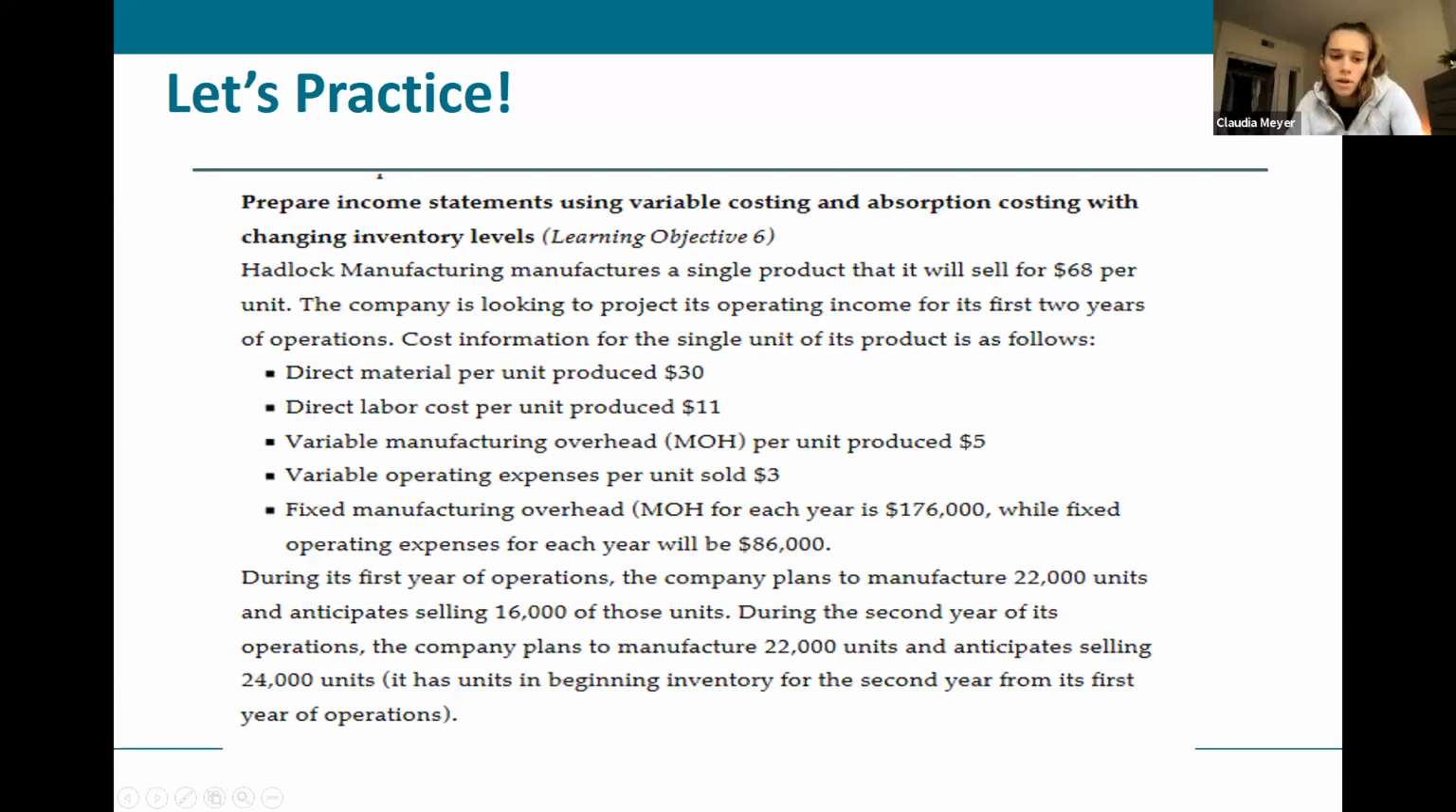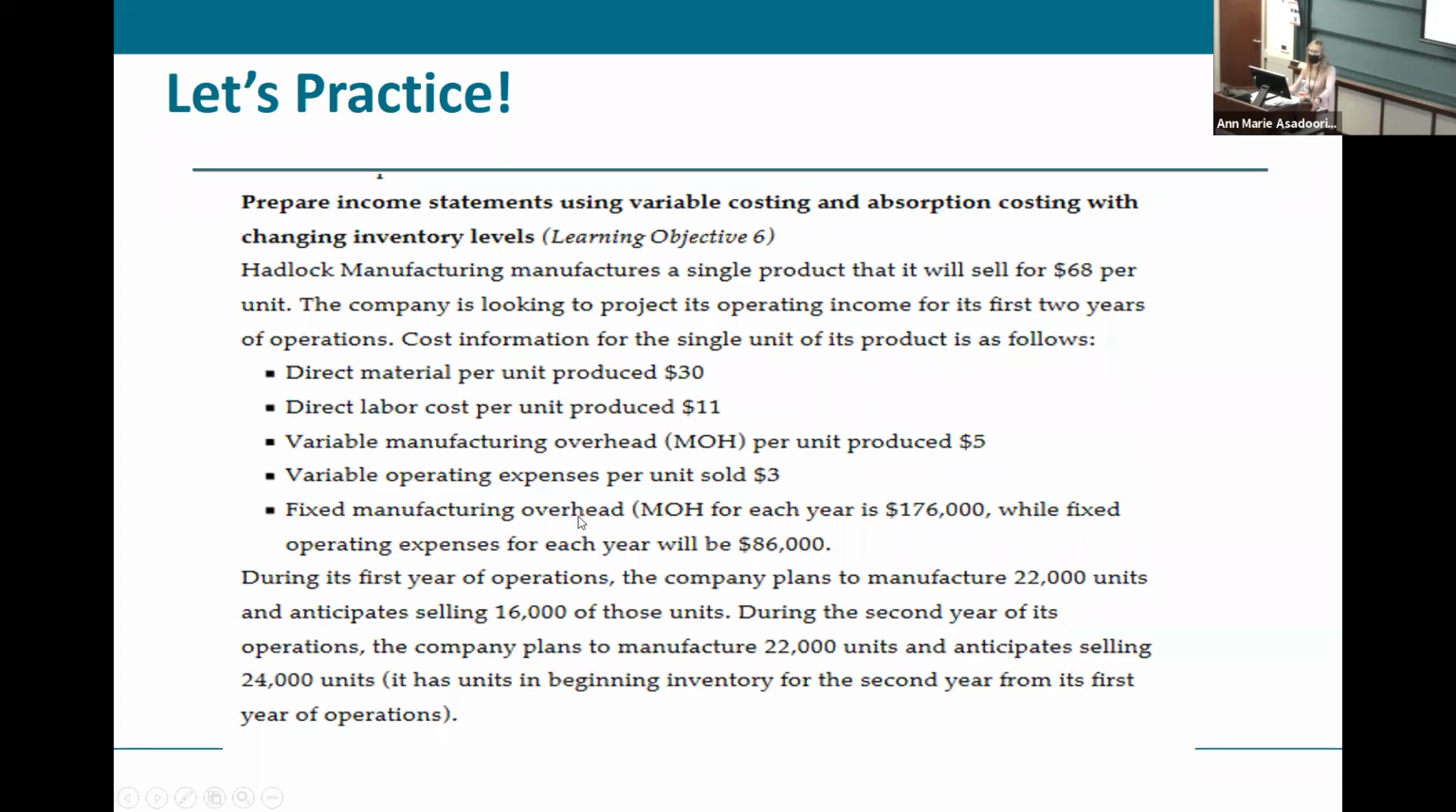Absorption costing should give you the higher net income because you're going to have 6,000 units that aren't being sold, right? You're going to be applying or allocating all of the overhead to the 22, but you're only selling 16.